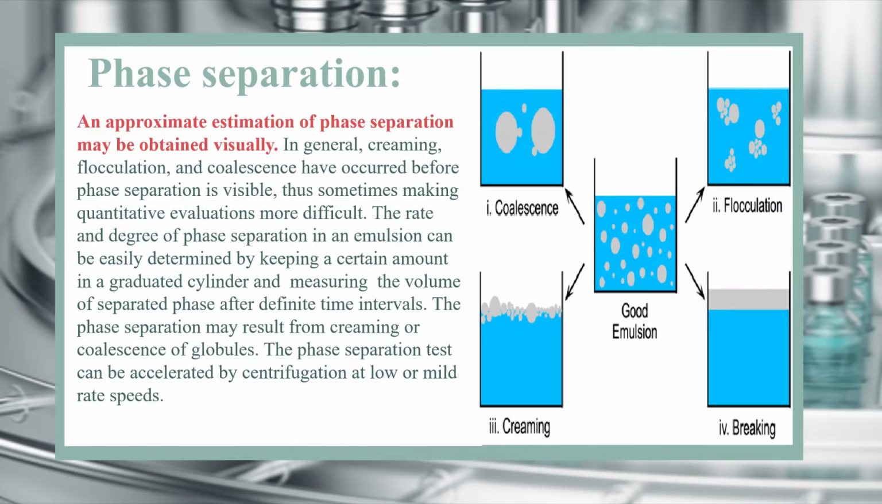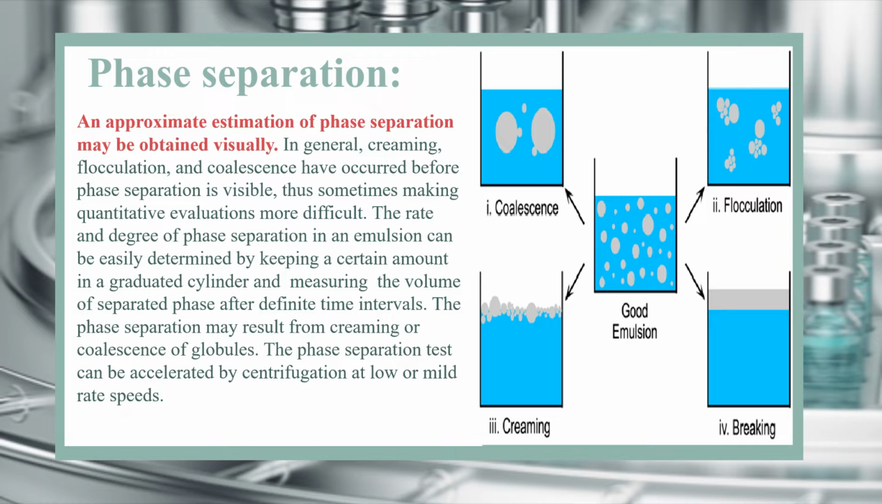Test for emulsion: phase separation. An approximate estimation of phase separation might be obtained visually. In general, creaming, flocculation, and coalescence have occurred before phase separation is visible, thus sometimes making quantitative evaluation more difficult.